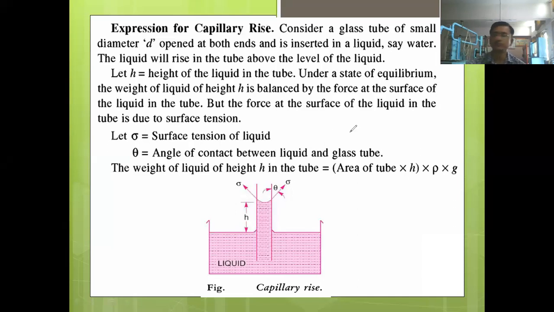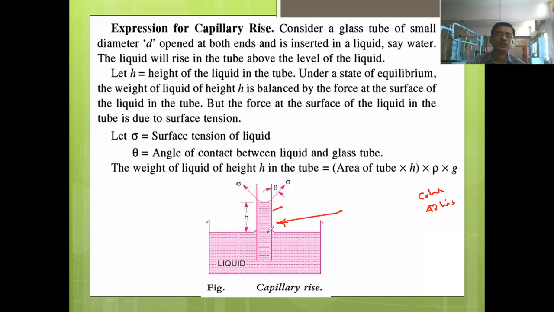See here, when we insert a small diameter glass tube inside any liquid, for example water, at that time what is going to happen? Different types of forces act there. One force is the cohesive force, and another force is the adhesive force. Adhesive force is the force of attraction between the glass tube and the water.